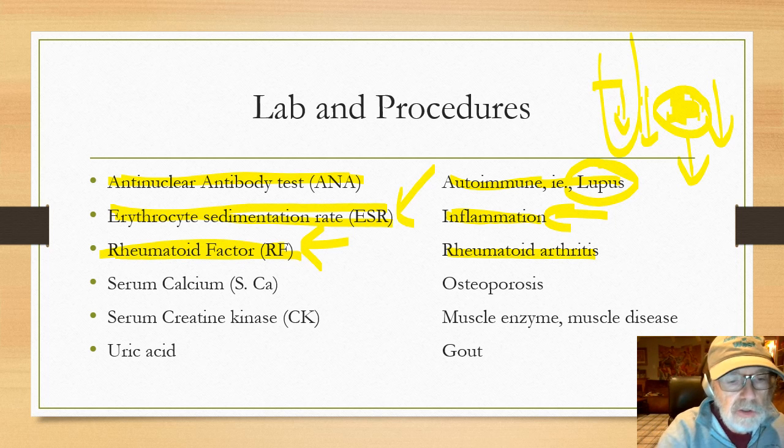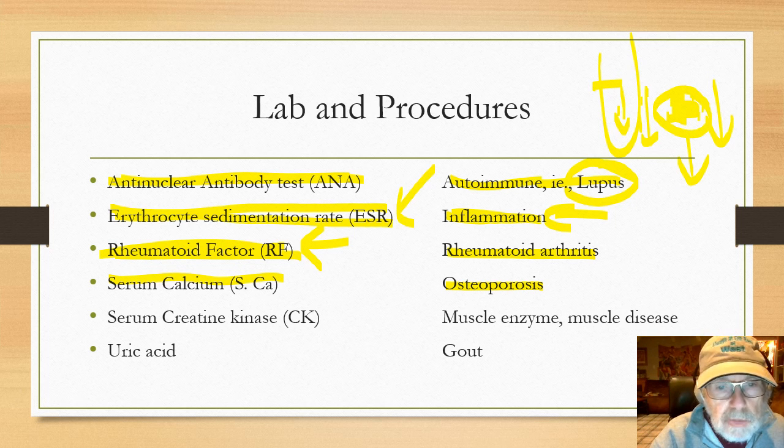That's why I call it the rheumatoid factor. Serum calcium is looking for osteoporosis. So what happens is they look at the calcium. Again, calcium, people think, is most important for bone. Wrong. Calcium is more important for things such as muscle contraction, nerve conduction, clotting, heart muscle contraction.